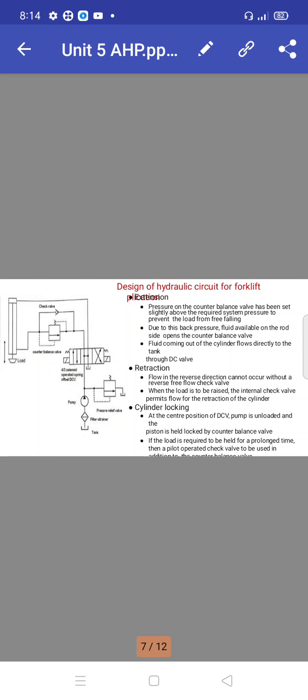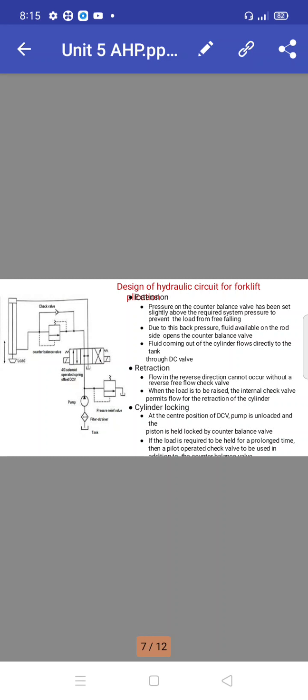Retraction. Flow in the reverse direction cannot occur without a reverse free flow check valve. When the load is to be raised, the internal check valve permits the flow for the retraction of the cylinder.